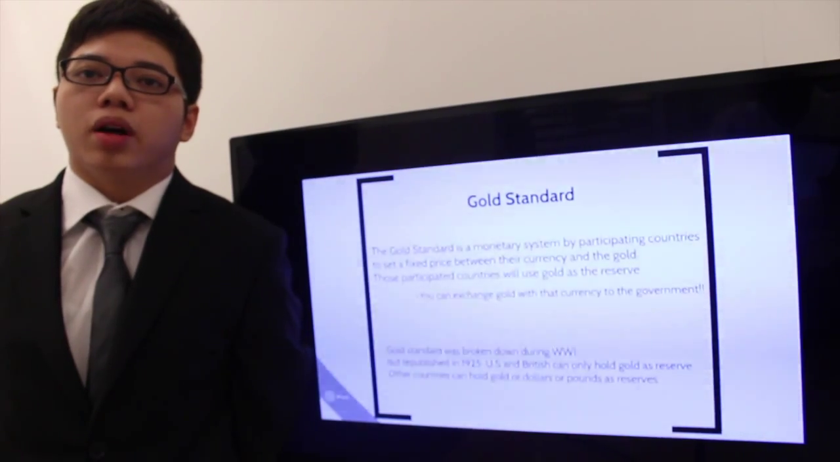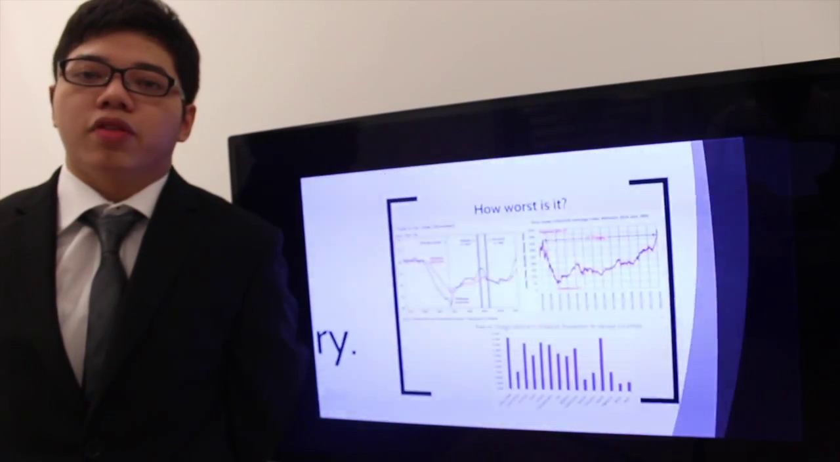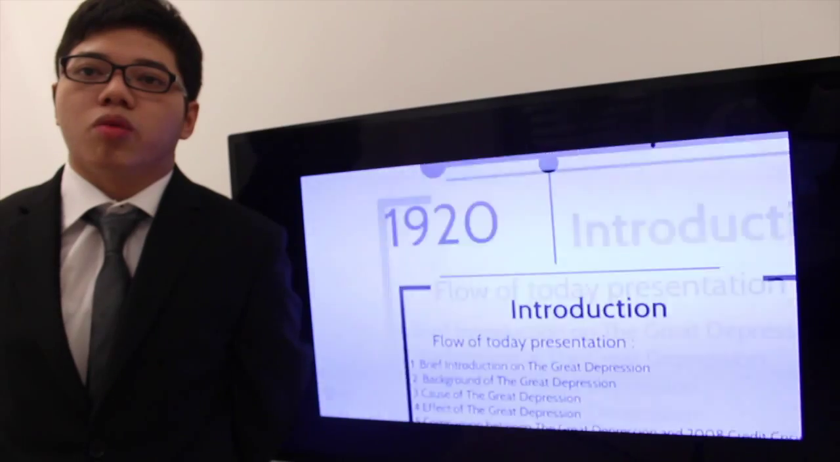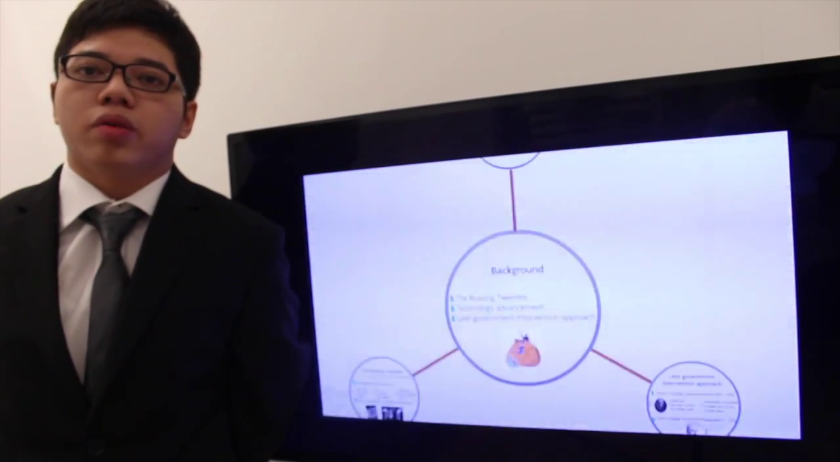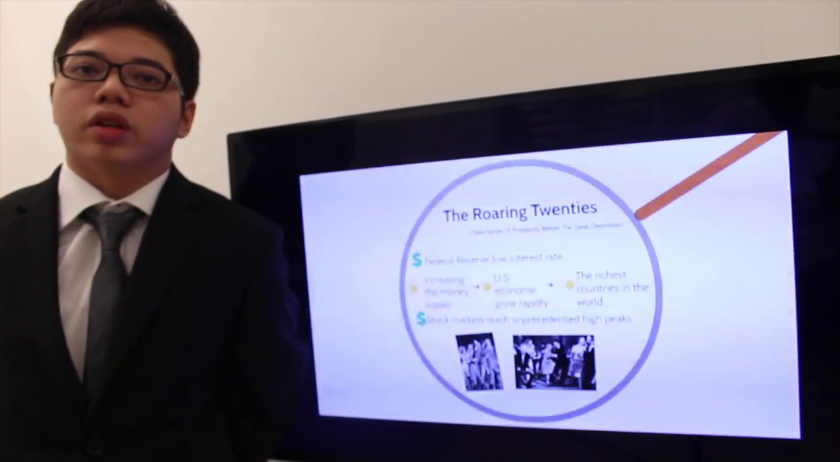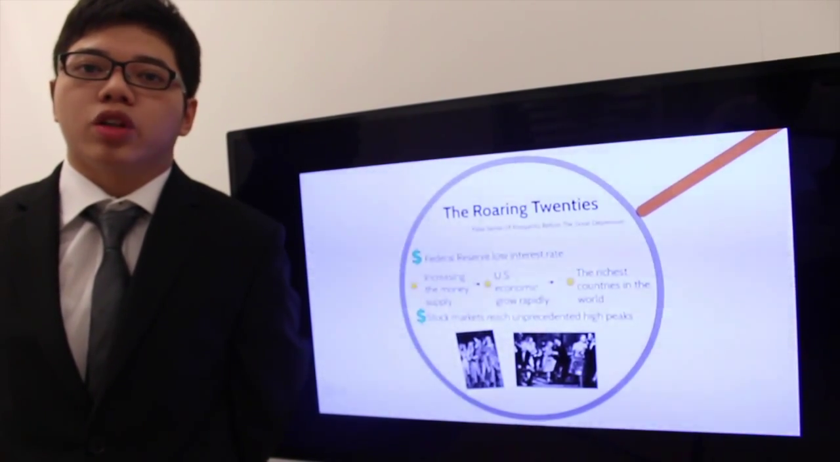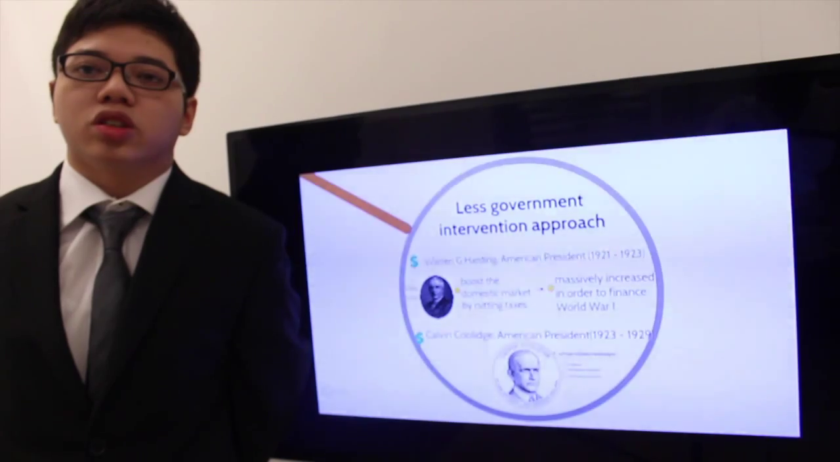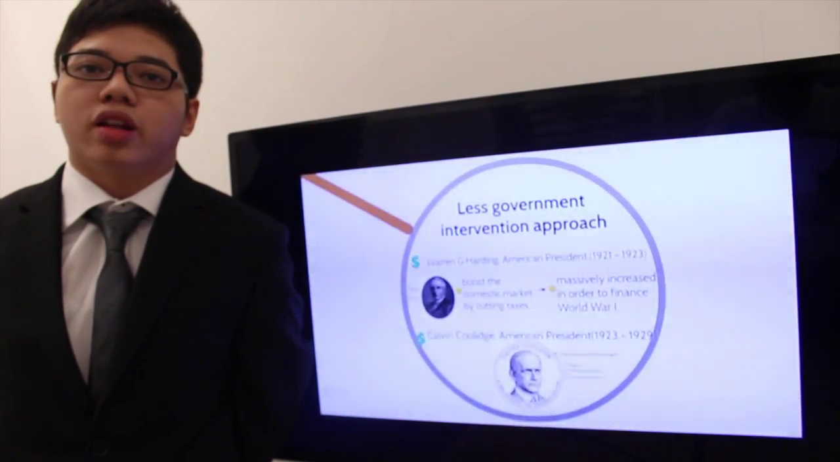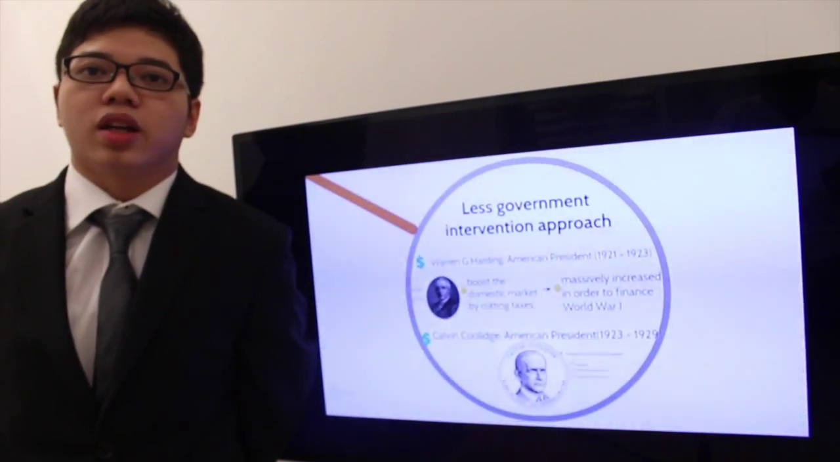Then we move to talk about the background of the Great Depression. Before the Great Depression, there was a period called the Roaring Twenties. In this period, the Federal Reserve lowered the interest rate to increase the money supply in the US, leading to rapid economic growth. The US became the richest country in the world. With the appreciation of the US stock market, it reached an unexpectedly high peak.